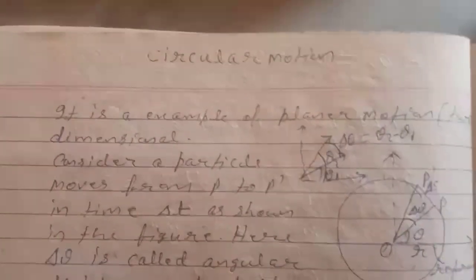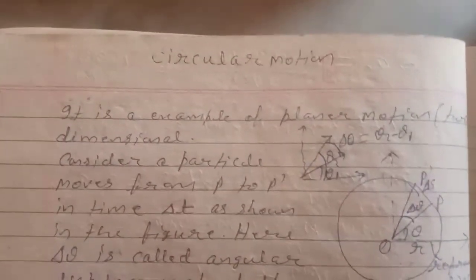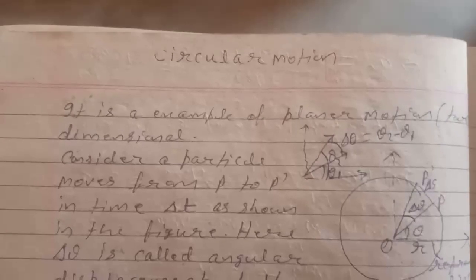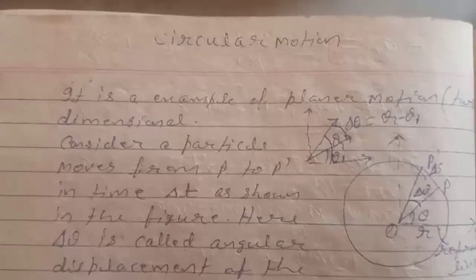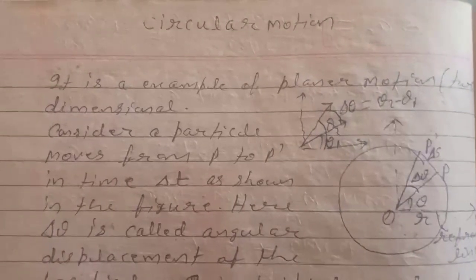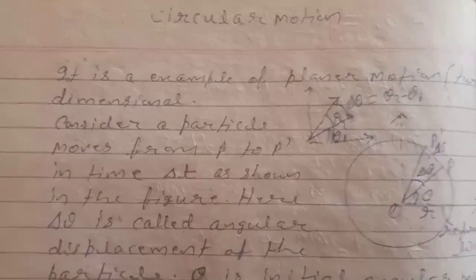Circular motion. When a body or particle moves on a path of a circle, it is called circular motion. It is an example of planar motion or two-dimensional motion. Consider a particle.